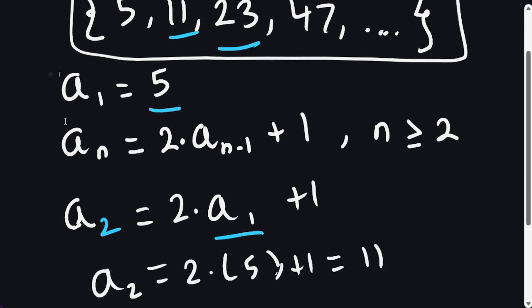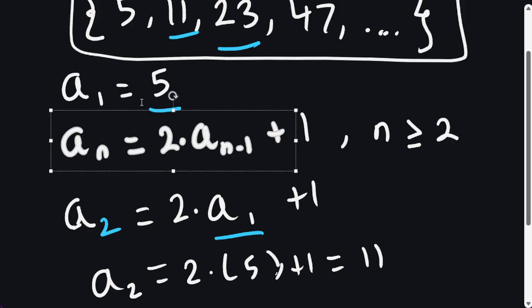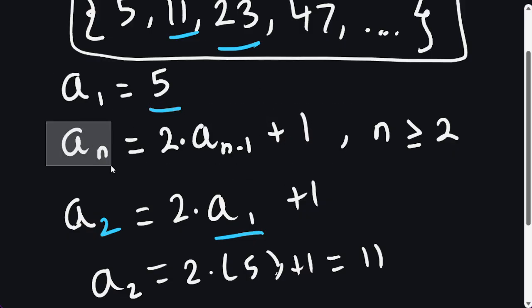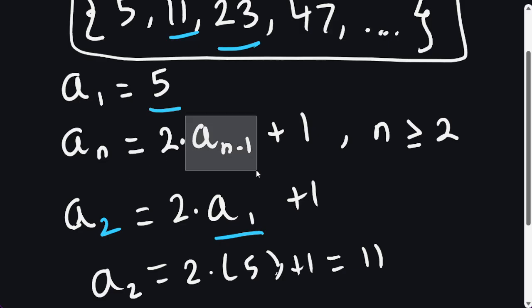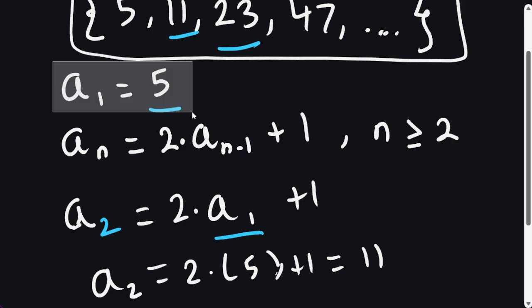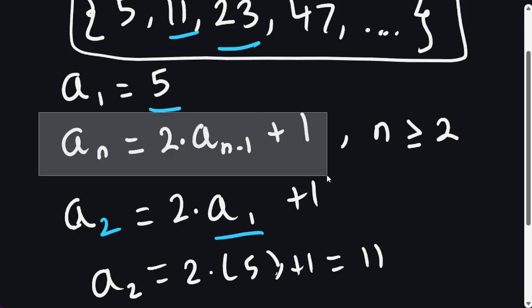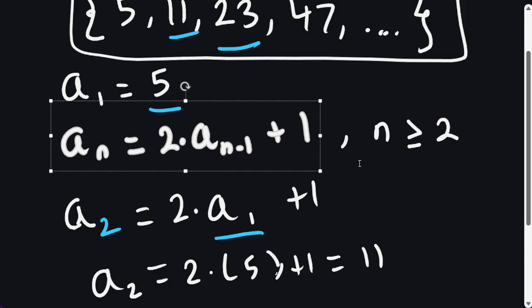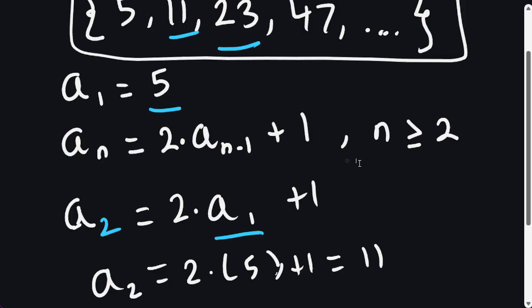As you can see, the nature of this formula is that in order to know a sub n, we need to know a sub n minus 1. We need to know the term that came before. We also have to know the first term, what the sequence starts with. So a sub 1 is 5. And then we know the recursive formula, and we can use it to find every term after that.